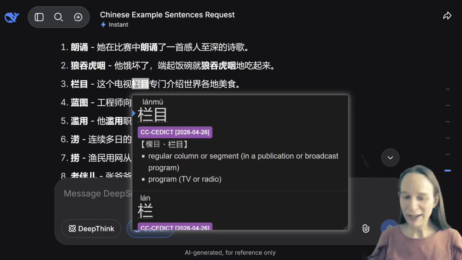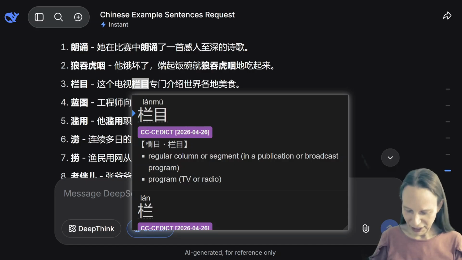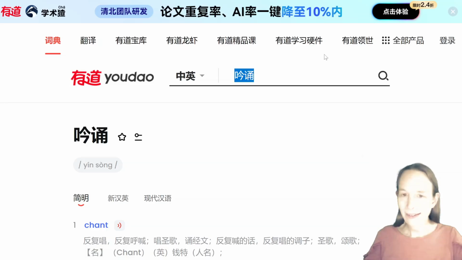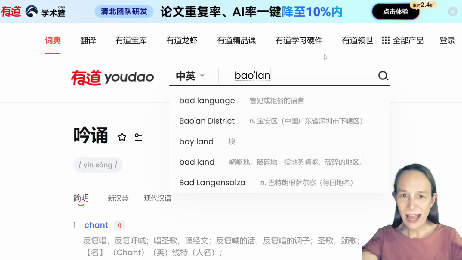Maybe it's just borrowing from historical usage. It used to be like a column in a magazine or newspaper. Maybe over time, when TV came around, 栏目 changed. 栏目, not in the dictionary. Okay, one second. Yeah, I don't know. 报栏, what is 报栏?